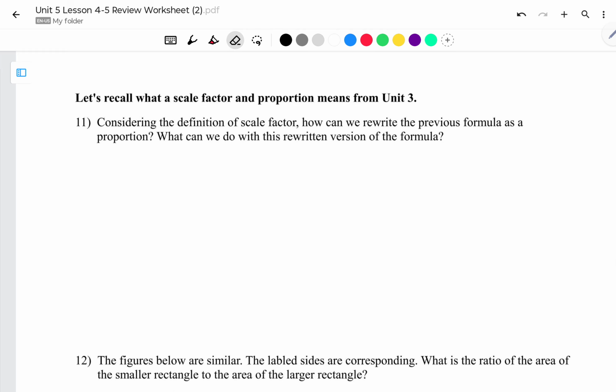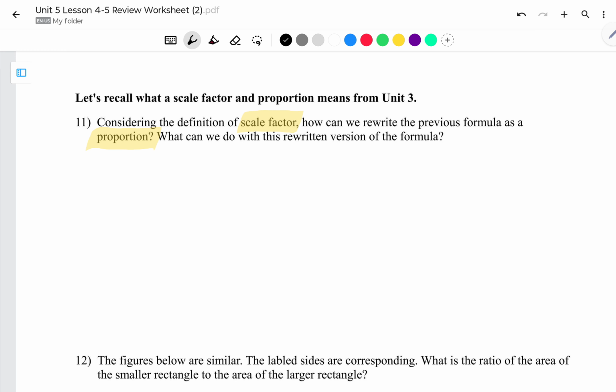Let's recall what a scale factor and proportion means from Unit 3. Considering the definition of scale factor, which we just talked about right now, how can we rewrite the previous formula as a proportion? Some new words here. So we talked about scale factor, proportion. What can we do with this previous rewritten version of the formula?